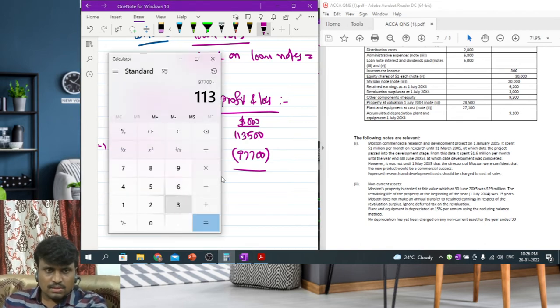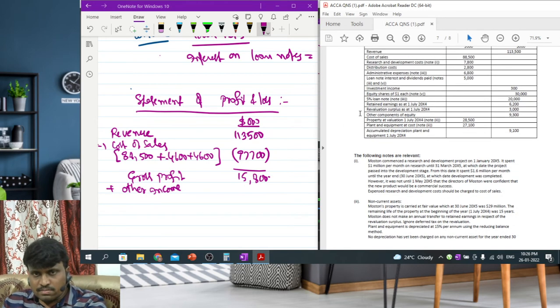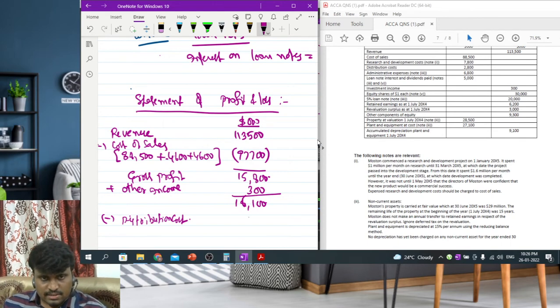minus 15,800. Then we add other income. So in this problem, is there any other income? Verify. Investment, 16,100. So then we go for distribution cost. How much amount? 2,800.